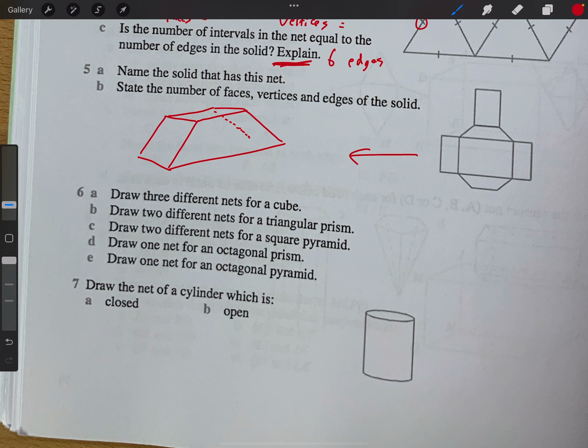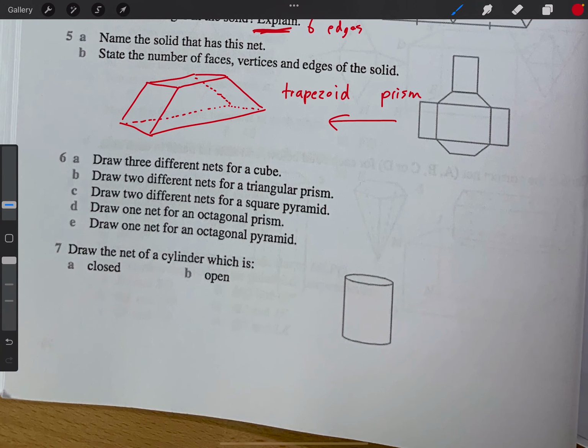Hopefully I draw this accurately, something like that. And it says state the name. Okay, name. Now it says state the name of this solid. This is called a trapezoid prism. And B, state the number of faces, vertices, and edges. You can do that on your own for question B.